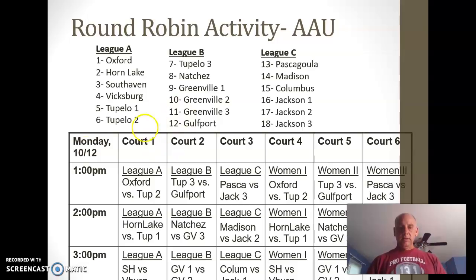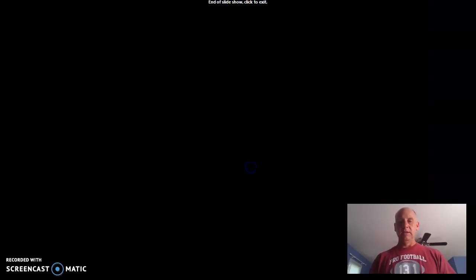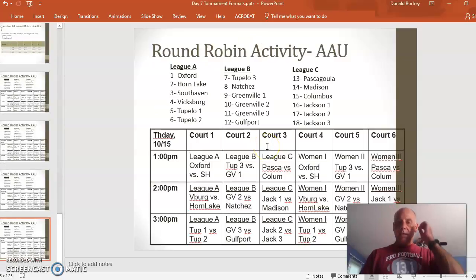So this is all of League A, what we saw there, League B, League C. We had 6 courts, 3 different time frames, and this is what it looks like, and Wednesday, Thursday. So whenever you're looking at how to schedule a round robin, scheduling is easy. There's a little bit of math that you have to figure out to help you determine the number of courts or facilities that you need, the number of teams, and what leagues are going to fit together.